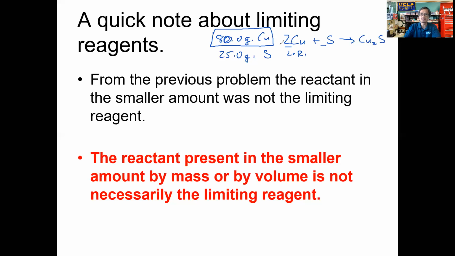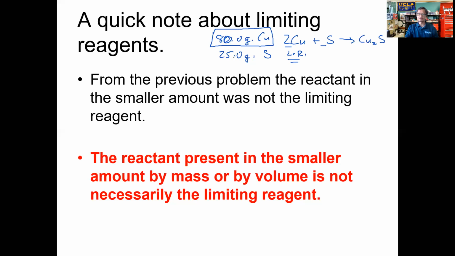Now, that 2-to-1 does not correlate directly to the mass, but we can see that if copper is being used up a whole lot faster, we can imagine that more of it is going to be needed. So yesterday we saw that we needed a lot more copper to use up this 25 grams of sulfur, and because of that, copper was our limiting reagent. Make sure you keep this in mind: just because you have an amount that is bigger does not mean that this is in excess.